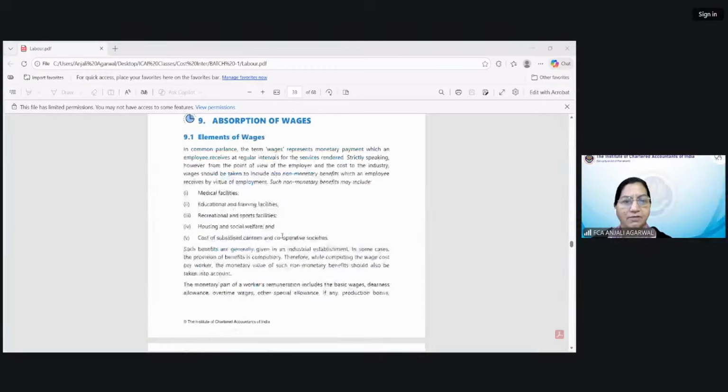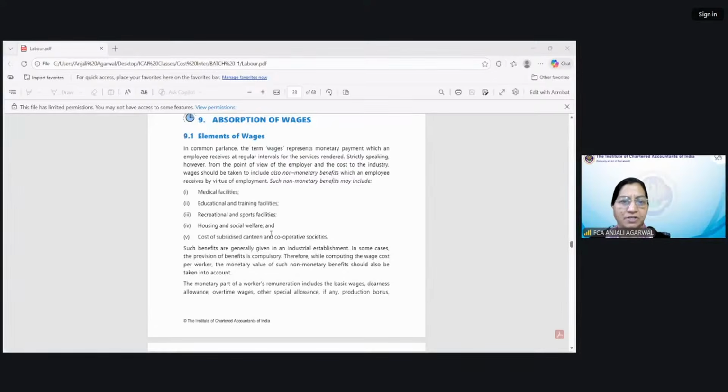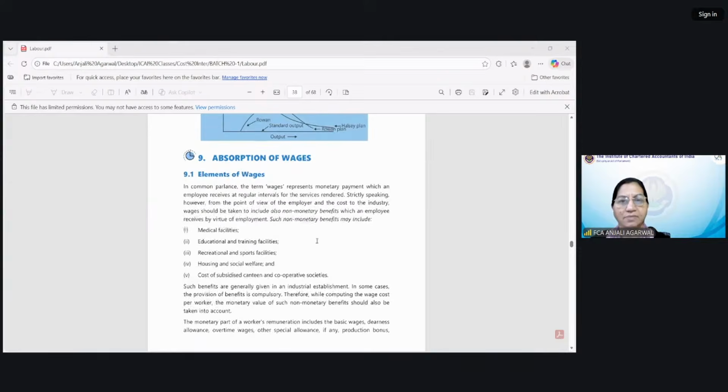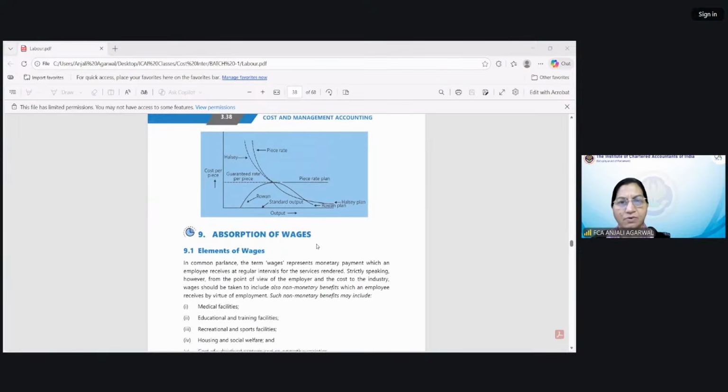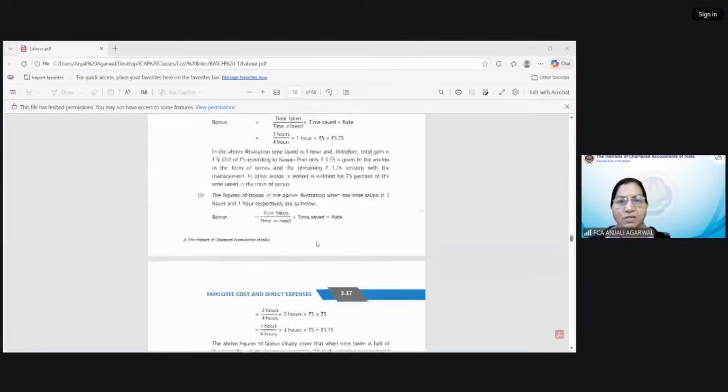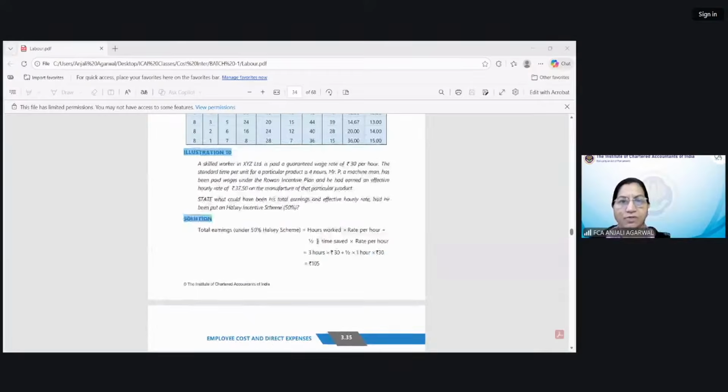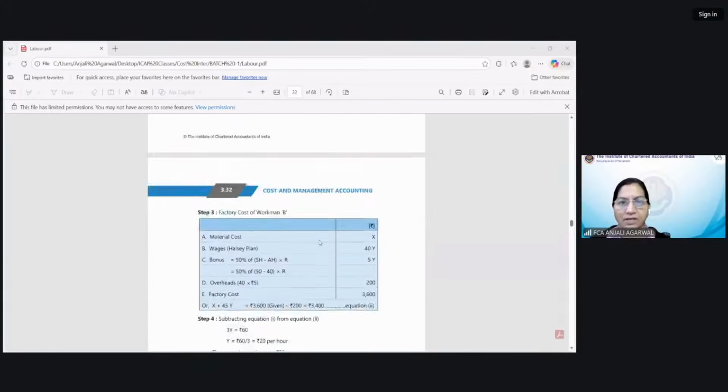So wages will include everything. Apart from this, there are some perquisites like medical benefits, education, recreation, housing, and a subsidized cost of canteens, cooperative societies. All these are also the cost of the employer, though they may not be measured in terms of money always.